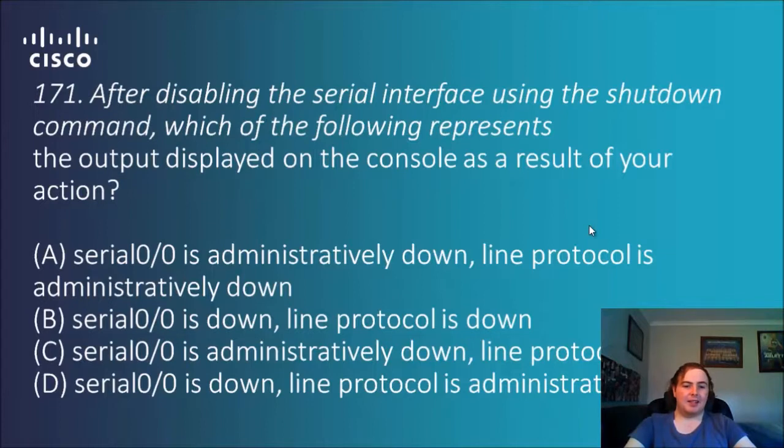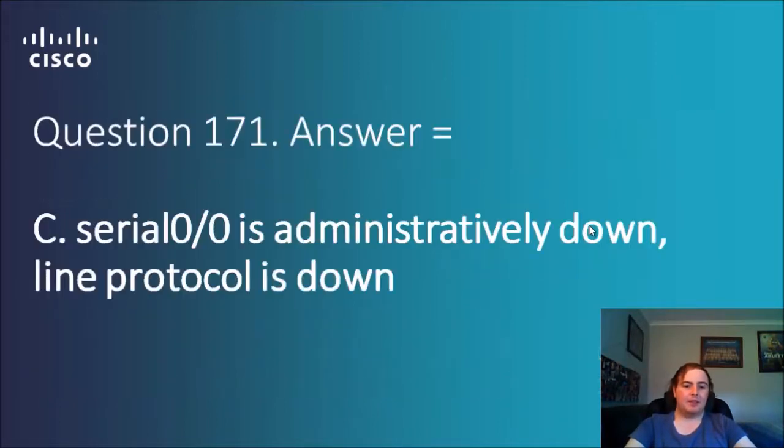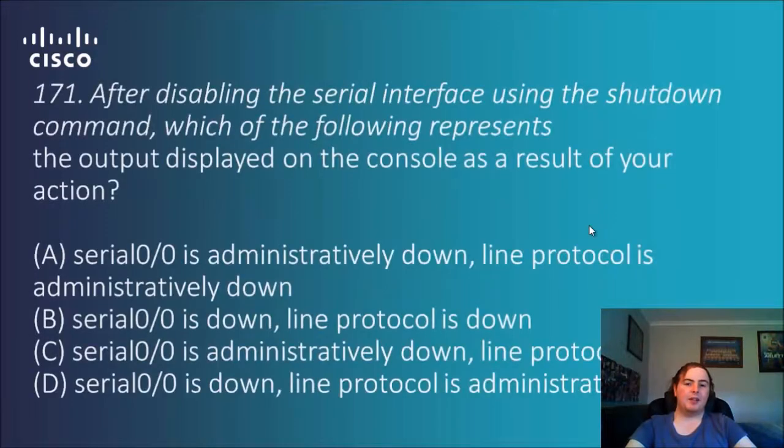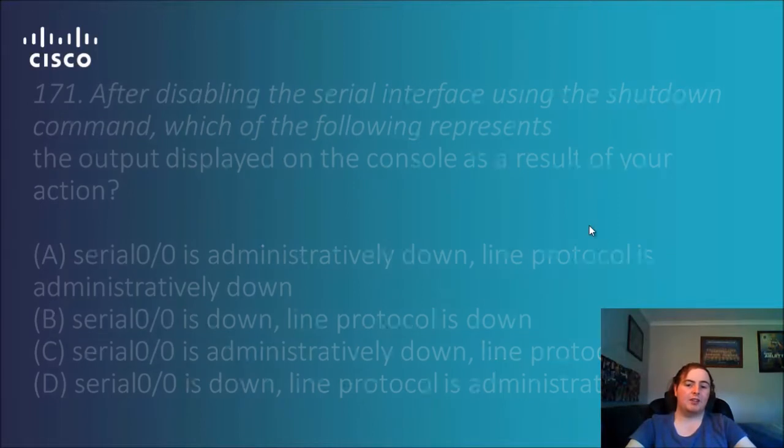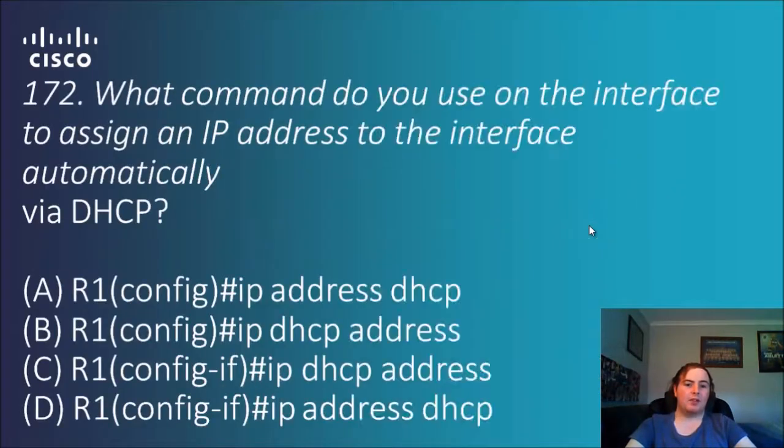But looking at these ones, it's pretty much just knowing the answer to this one. It's one of those rote learning answers. The answer is C. Serial 0/0 is administratively down, line protocol is down. The key point to take out of this one is we've disabled it, so we've done something on our end, so it is administratively down based upon our actions to achieve that result.